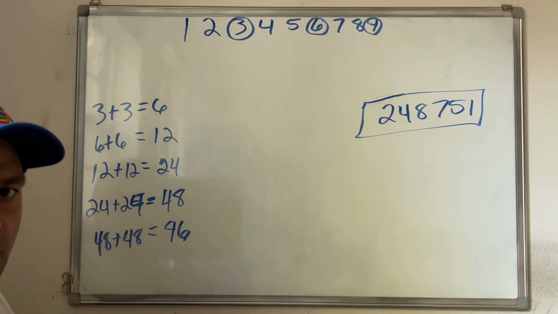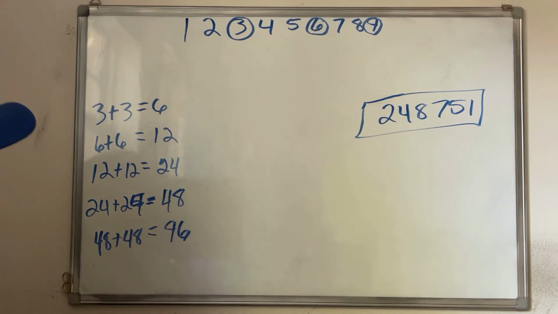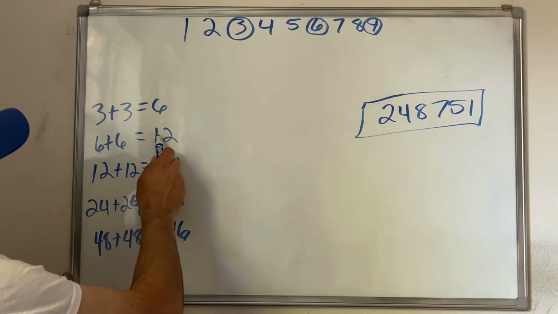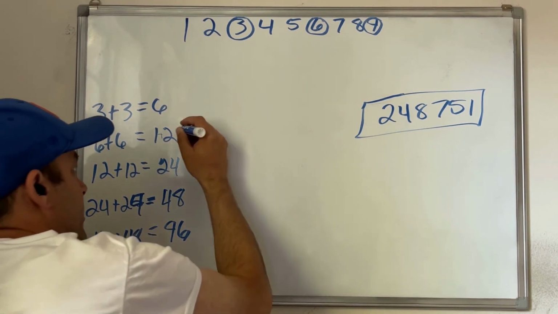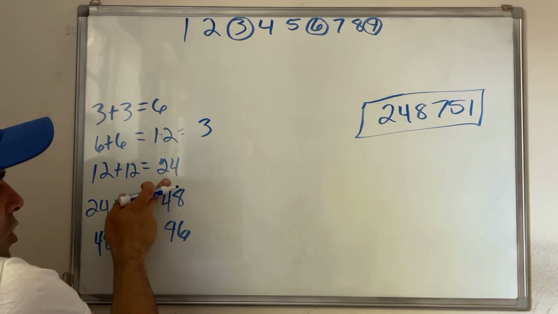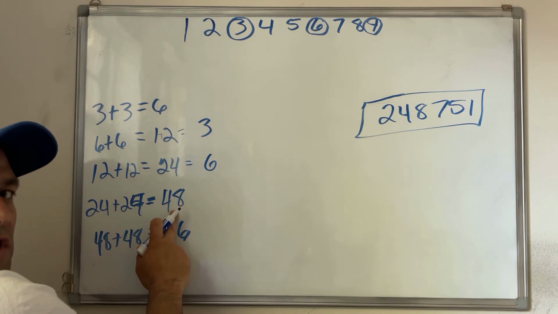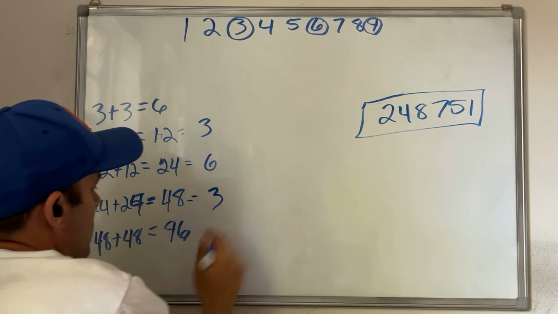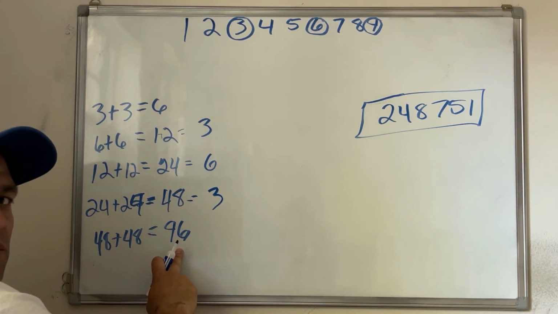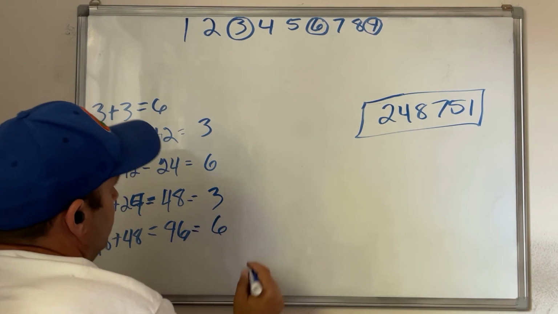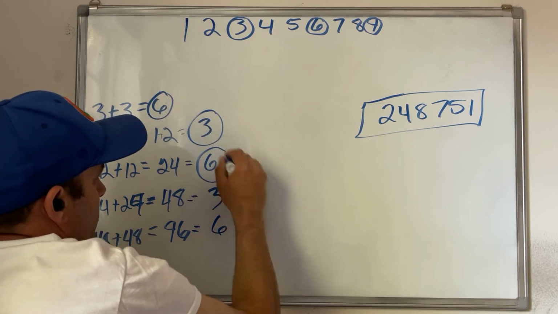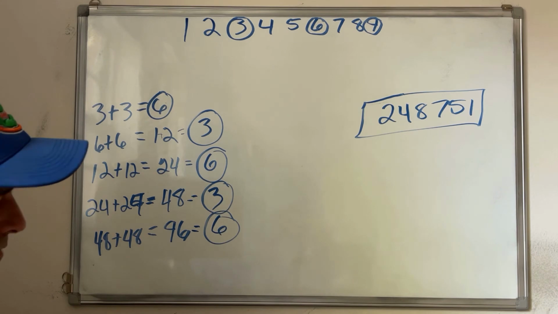So now that we've doubled or created, we have to reduce to find the pattern, to explain it. So the first one that we should reduce is 12. 1 plus 2 is 3, right? 24. 2 plus 4 is 6. 48. 4 plus 8 is 12. And then 12 is 1 plus 2 is 3. And then 96. 9 plus 6 is 15. And 15 is 1 plus 5. Right? So 6. So here's the pattern. 3, 6, 3, 6. Right?